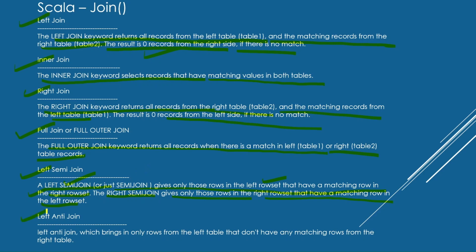Let's discuss the left anti join. Left anti join brings in only rows from the left table that do not have a matching row in the right table. So what it will do is fetch only those records from the left table which are not present in the right table. So the left anti join will work like this. This is only an overview of these joins.